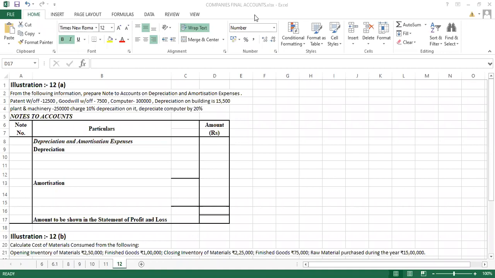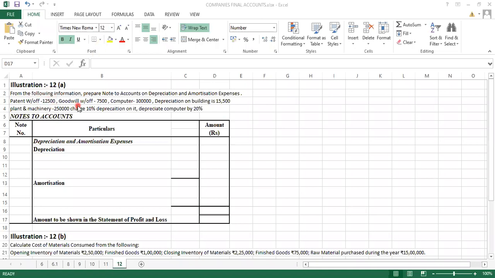From the following information, prepare notes to accounts on depreciation and amortization expenses. So here they are asking us to prepare a notes to accounts. Now for this purpose, they have given us certain information like patent written off. Now tell me, this patent written off, what name will we give it? Intangible assets. If they are written off, then we call it amortization. So this will be written under the amortization.